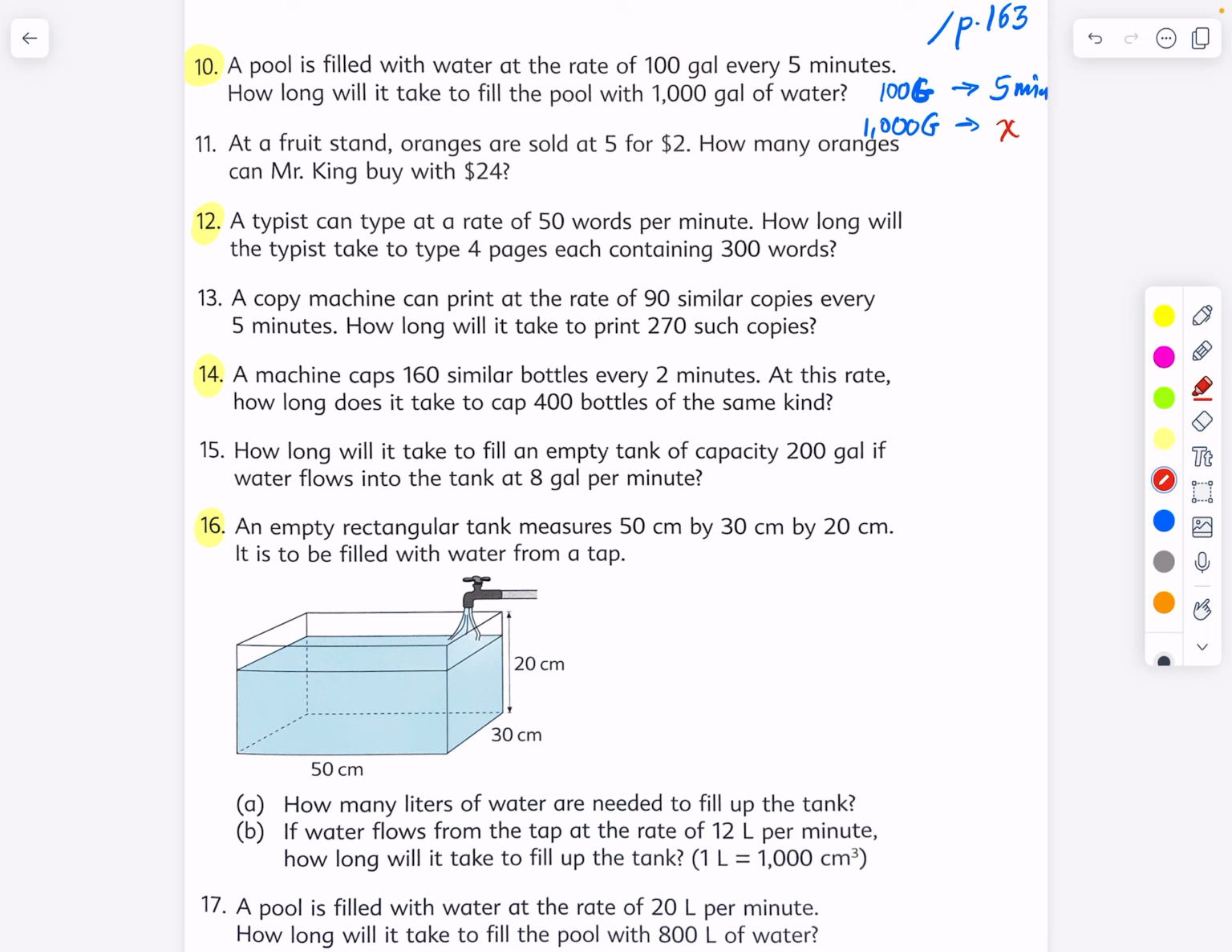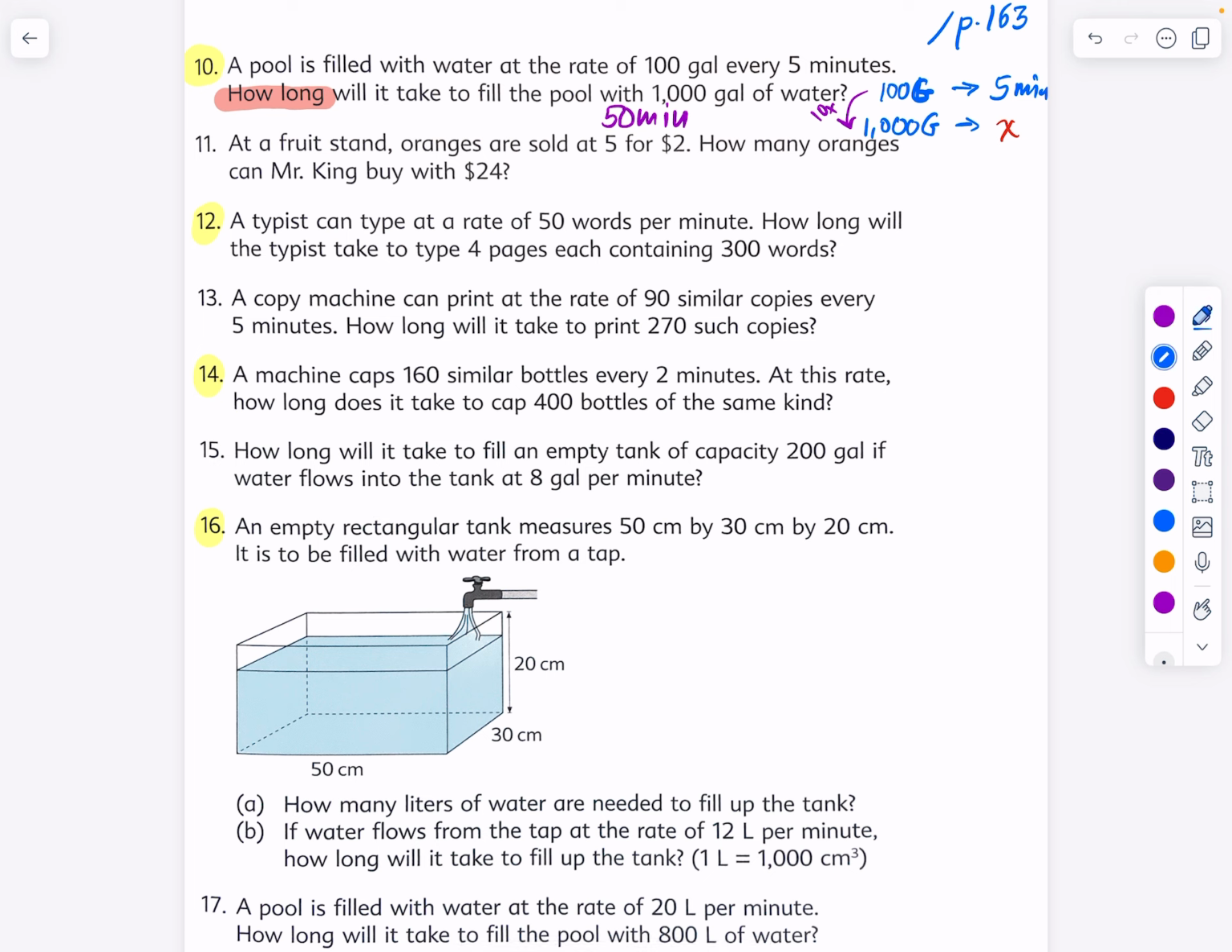Notice the question. The question is asking, how long will it take? So let's try to solve this proportion. We have two ratios tied together. 100 gallons takes 5 minutes. 1,000 gallons, I think it's easy to see. The 1,000 to 100, this is 10 times more, right? If it takes 10 times more the capacity, it will take 10 times longer. So the answer is 50 minutes. It will take 50 minutes to fill up 1,000 gallon pool.